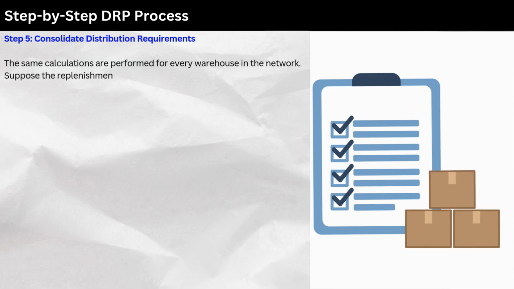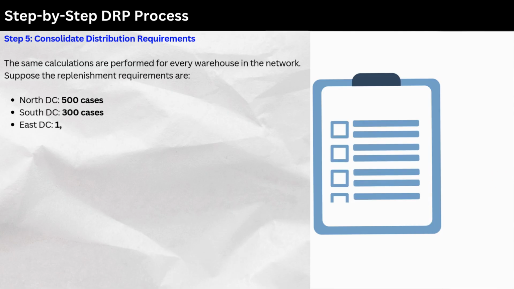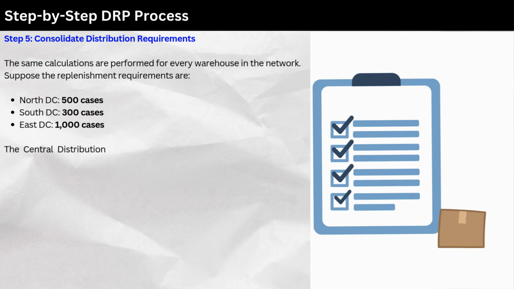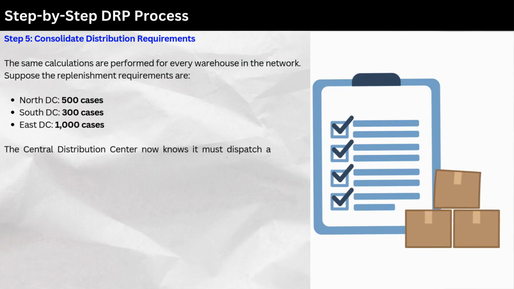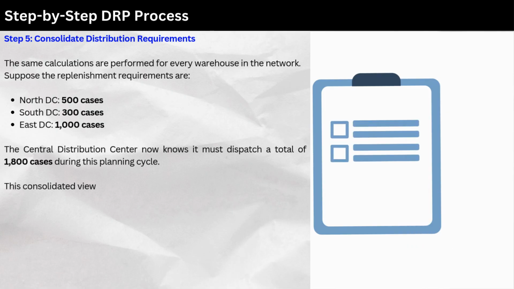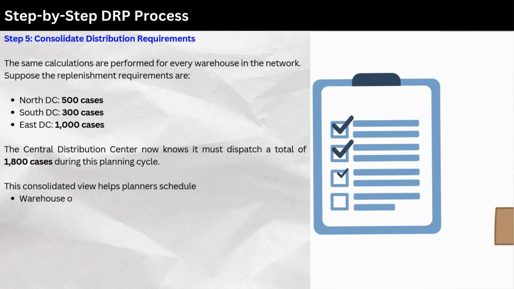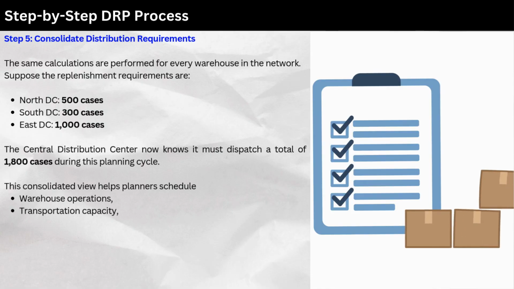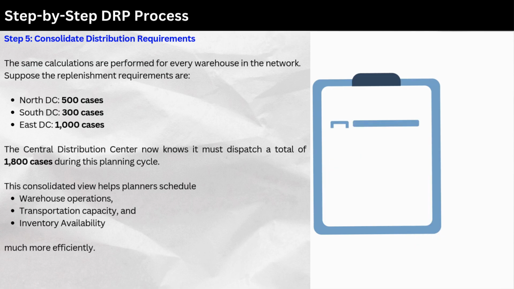Suppose the replenishment requirements are North DC, 500 cases, South DC, 300 cases, East DC, 1,000 cases. The central distribution center now knows it must dispatch a total of 1,800 cases during this planning cycle. This consolidated view helps planners schedule warehouse operations, transportation capacity, and inventory availability much more efficiently.